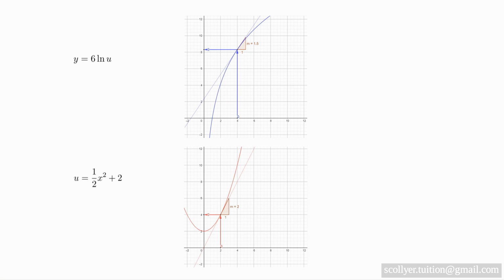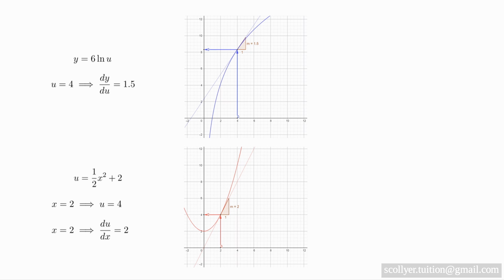We can demonstrate the relationship between these two functions graphically. Here we see two functions. The function at the top is y equals 6 times the natural log of u. The function at the bottom is u, which equals 1/2 x squared plus 2. For the function at the bottom, when the input x equals 2, the output u equals 4. And when x equals 2, we can show that the gradient at that point, du by dx, equals 2. We're going to use the output of this function u as the input to the function y.